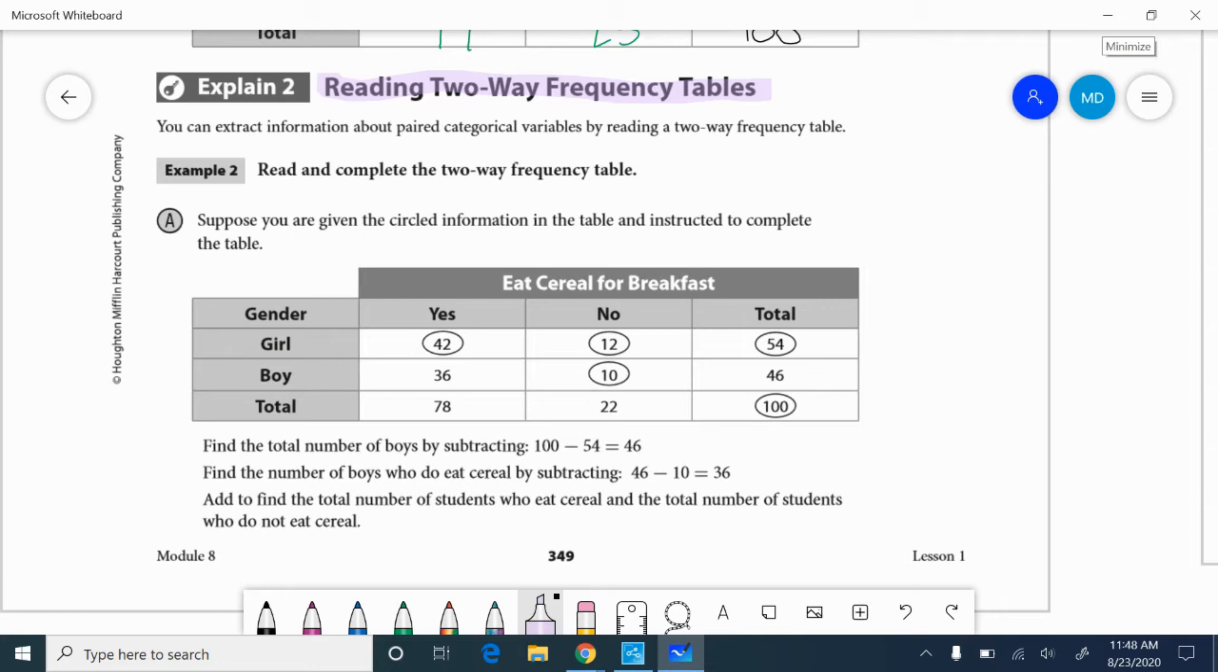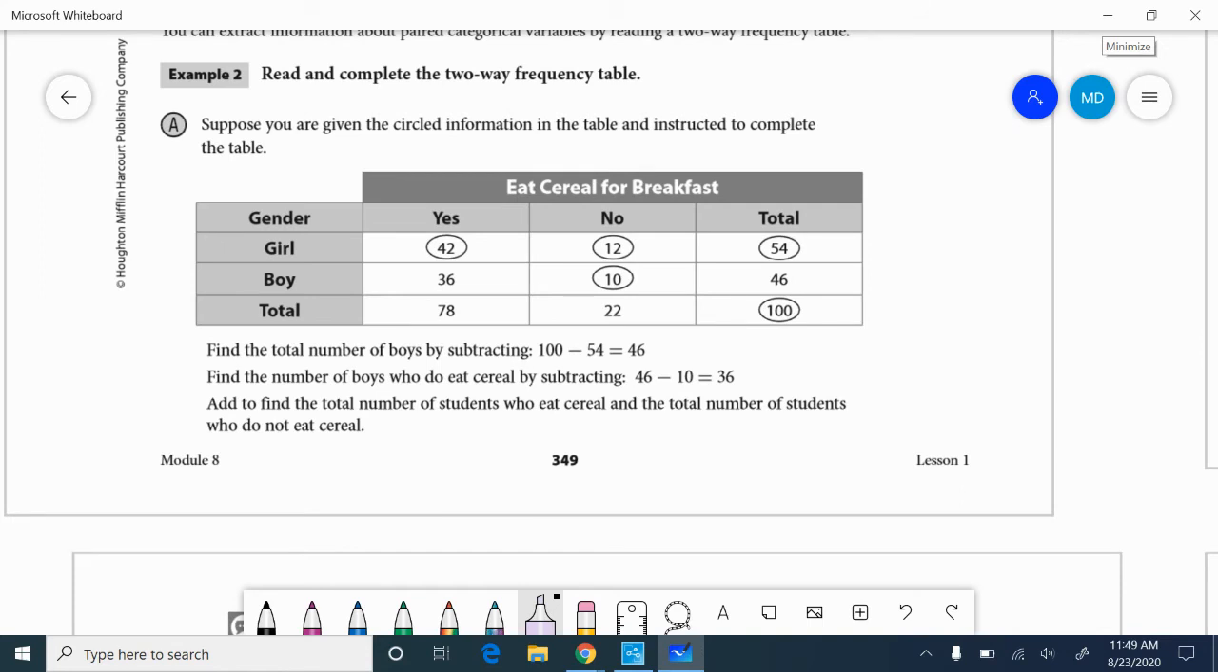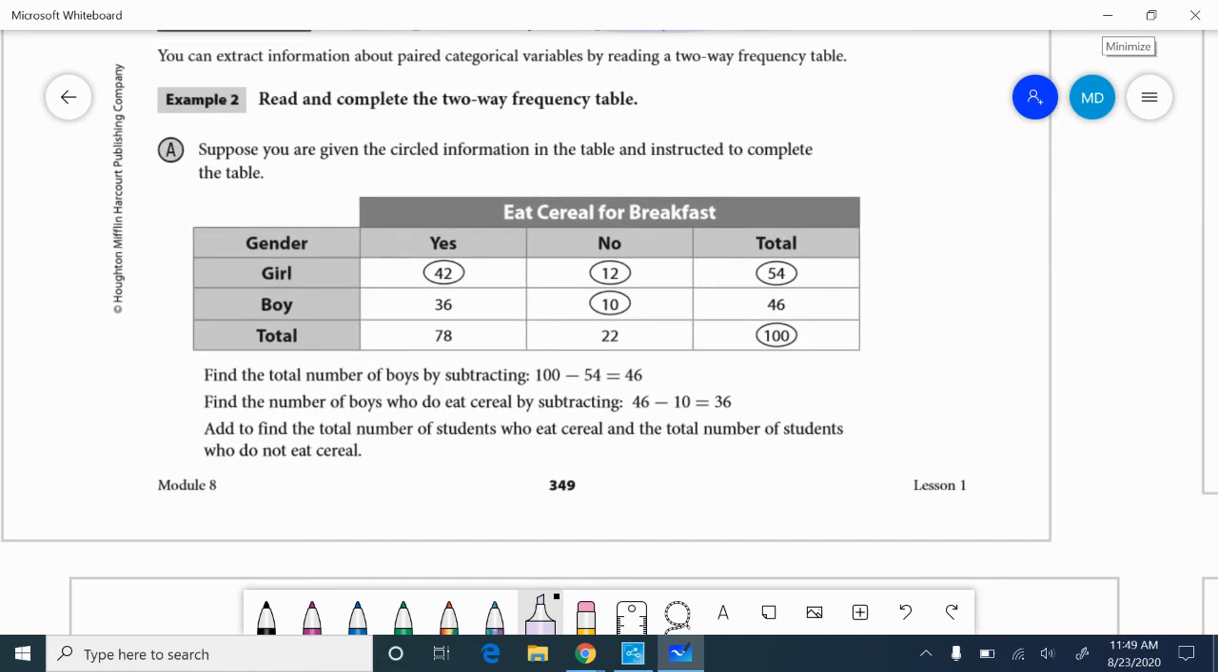And we can find the total number of boys, all right, by subtracting 100 minus 54, and that would equal 46. Yes, that's true. That's already filled in. Find the number of boys who do not eat cereal by subtracting 46 minus 10, which is 36. Okay, yes. Add to find the total number of students who eat cereal and find the total number of students who do not eat cereal. Okay, so these numbers are already filled in.